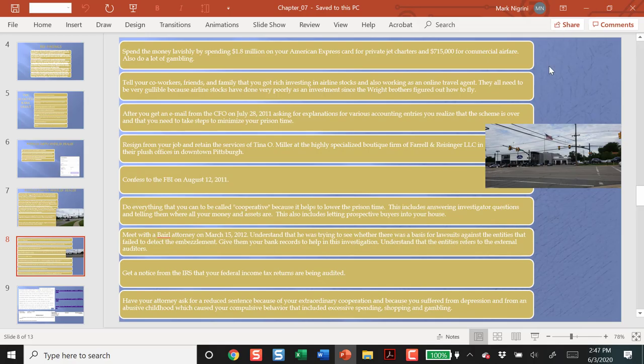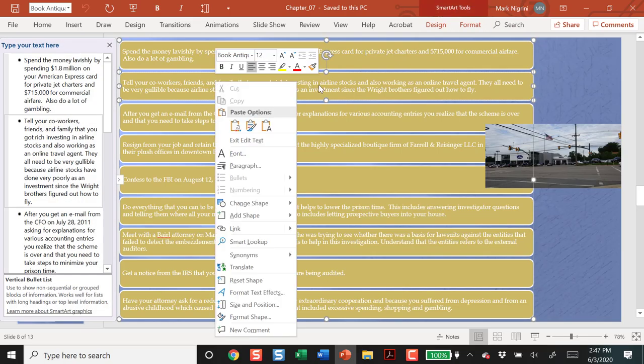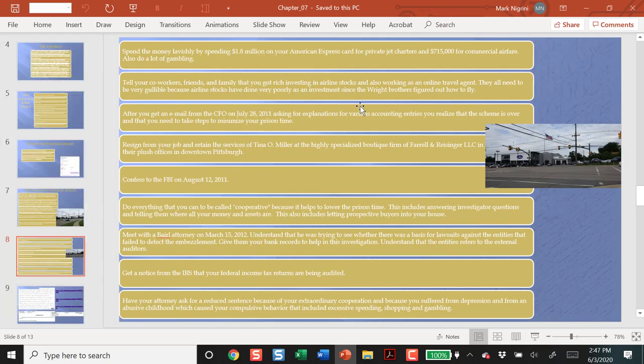This is a huge appetite for spending. So she was caught. One of the points up top here was, tell your workers, your co-workers, friends and family, that she got rich by investing in airline stocks and working as an online travel agent. The irony here is airline stocks have not done well over the course of history, and online travel agents aren't really needed anymore. As long as you can spell Orbitz or Expedia or any one of those sites, nobody actually needs an online travel agent.